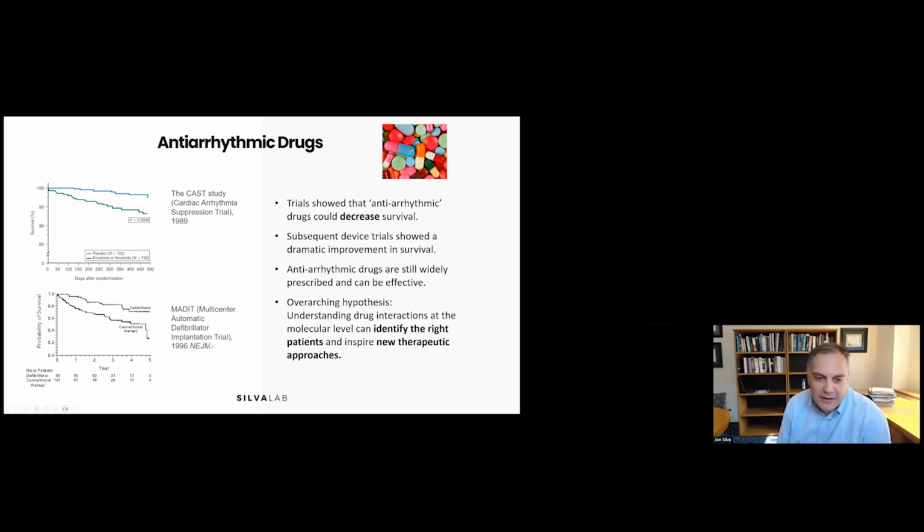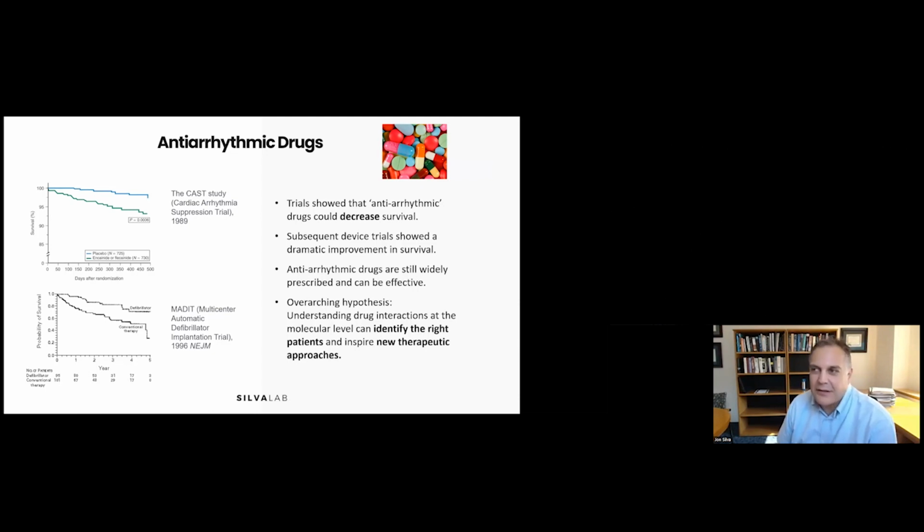And then shortly thereafter, in the mid-90s, the defibrillators were developed. And here you can see that the defibrillators helped quite a bit more compared to conventional therapy. So when I was a PhD student, this is kind of the dogma that we were taught, that antiarrhythmic drugs are bad and defibrillators are good. And so we should really just focus on device therapies.